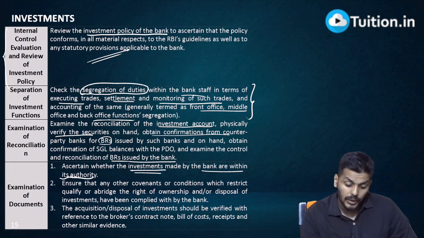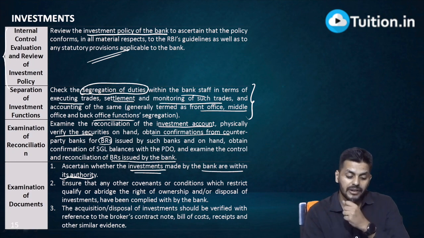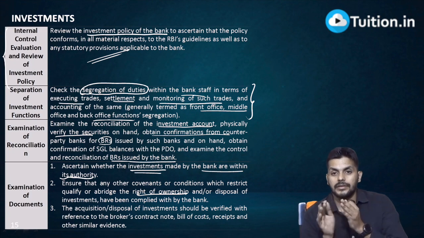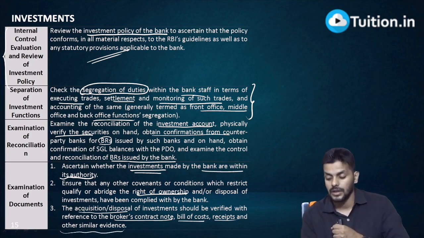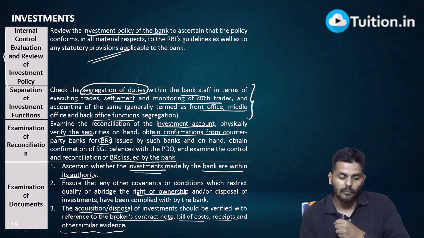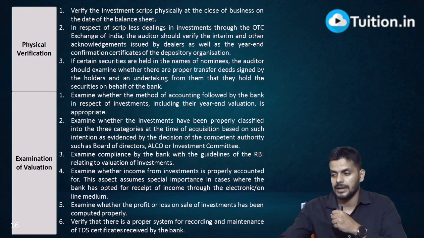Ensure that any covenants or conditions which restrict, qualify or abridge the right of ownership and disposal of investments, that is, is there anything that stops you from selling, or any restricted ownership, have been complied with by the bank. The acquisition or disposal of investments should be verified with reference to the broker's contract note, bill of costs, receipts, and other similar evidences. So you have to cross-check these investments in that particular manner.